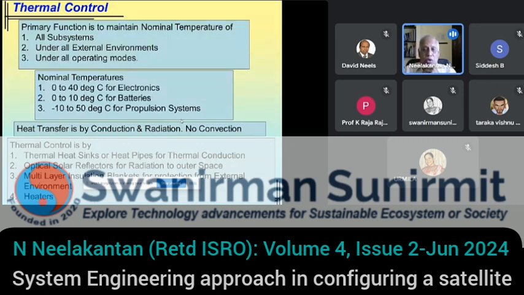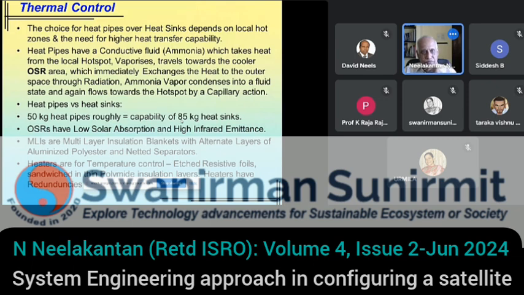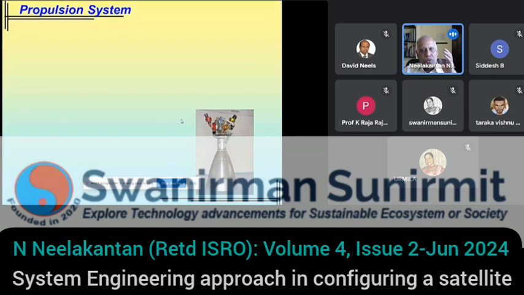And protection from the outer space to the inside equipment is through insulation blankets, and heaters in case the spacecraft goes into the eclipse conditions. The temperature will fall very low, so you require heaters to maintain the temperatures. So there can be OSRs, thermal blankets, heaters, foil heaters, heat pipes, all these things constitute the thermal control.